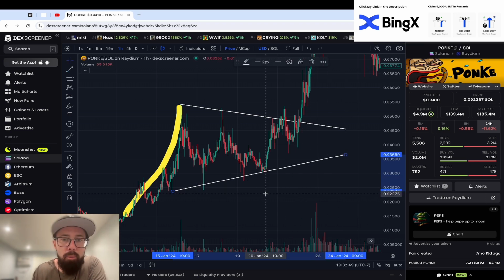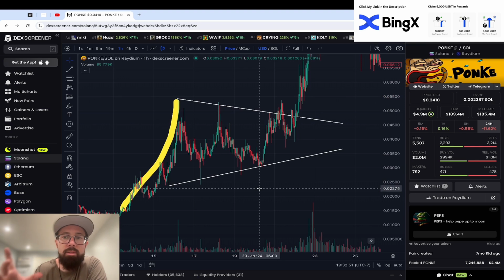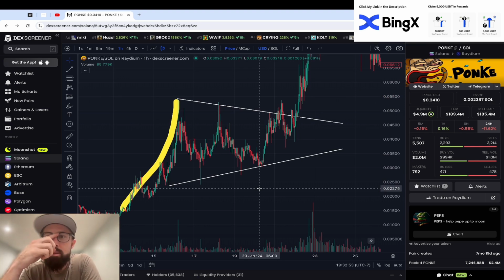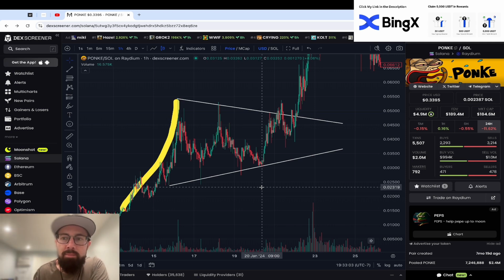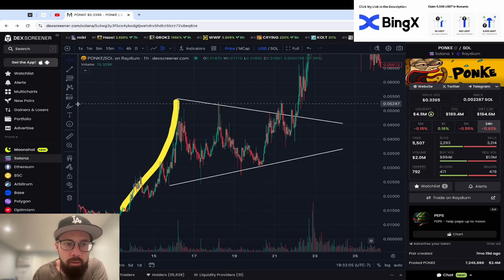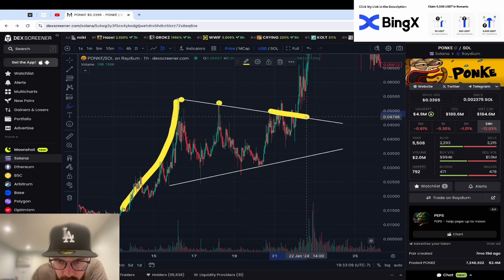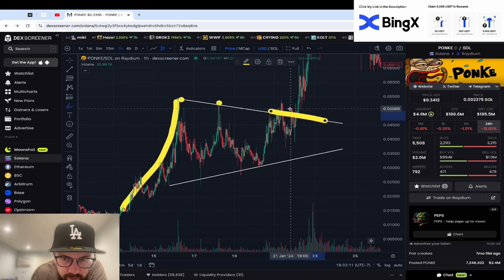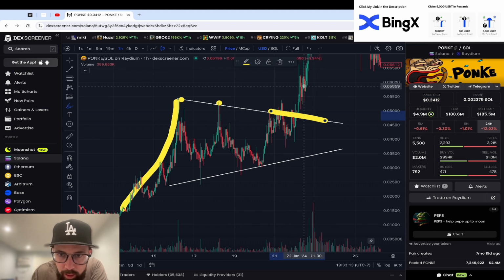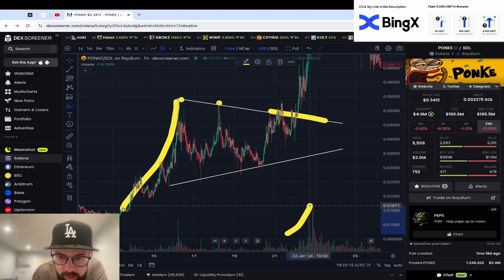So this is a bull pennant again. So as we talked about in the first few minutes of this video, assets have their own personality. So if I see Ponky printing a bull pennant over and over again, well, it's something I might expect in the future. Okay, so one touch, two touch, three touches acted as heavy resistance right there until it broke out of that. Look at that, on coinciding volume.